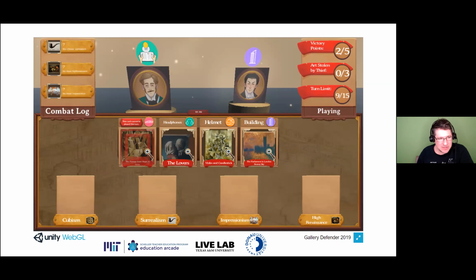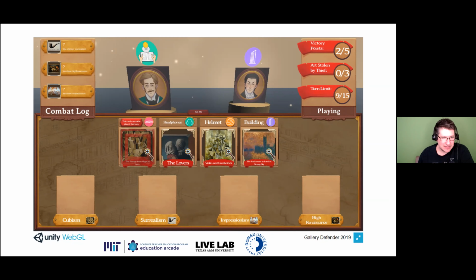So in the game, it's quite simple. You play the owner of a gallery, and you have to defend it against a thief, and you defend it through knowledge. And in the easiest version, it's just knowing about art styles. And so the thief has a turn, then you have a turn, and if you know 2 times right the right art style, the thief cannot steal the painting, and you get a point.